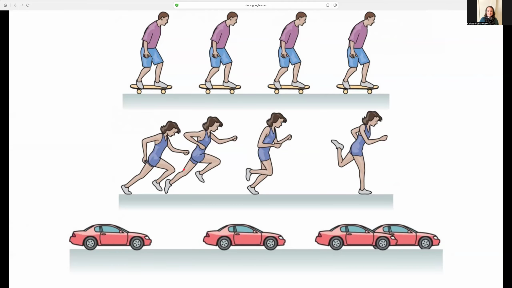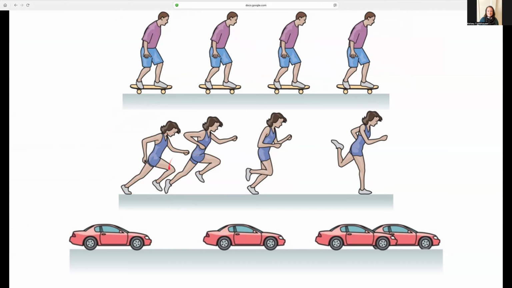And let's walk through how to interpret these three different ones. First we have a skateboarder. Just like with the previous page with the car, it looks like the skateboarder is traveling the same distance between each of these timestamps. So he's moving at a constant speed. He's showing simple motion.